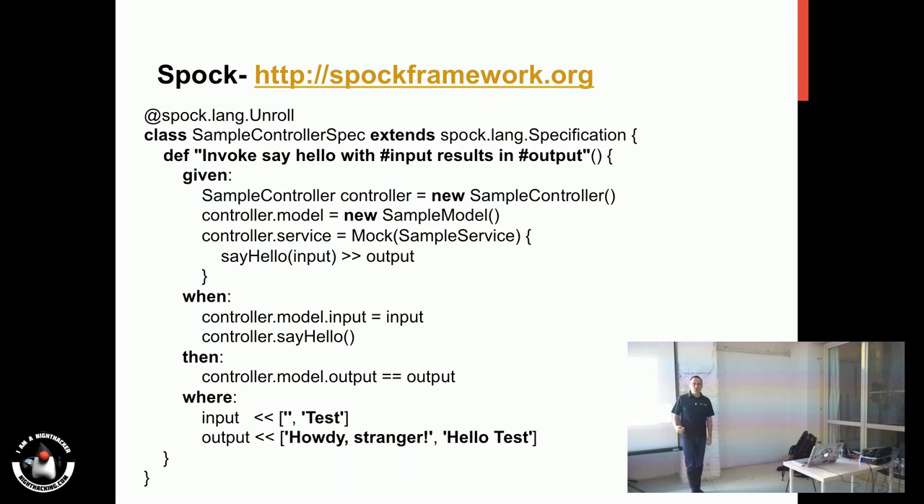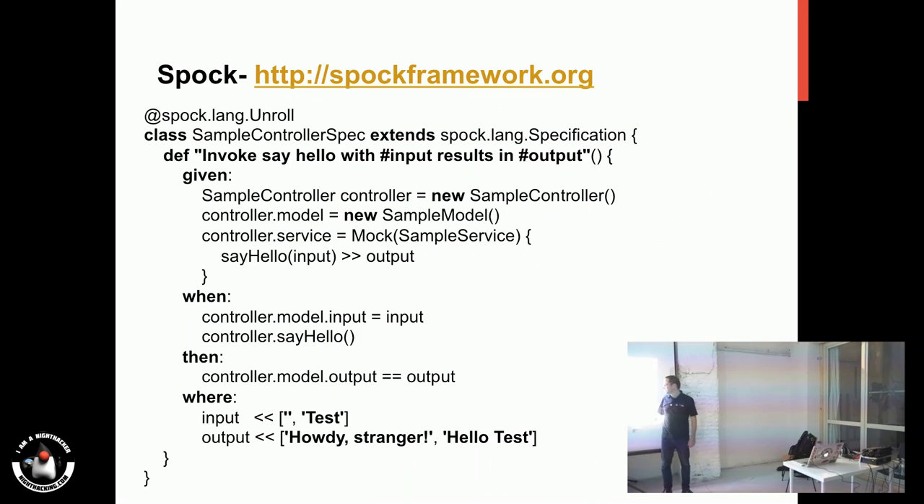Controller.model.output actually resolves to controller, get model, get output. Those things are strings. What is that? A comparison of strings. Is that how we compare strings in Java? No, right? But we wish we could. So Groovy gives you that capability because Groovy has operator overloading, and this operator resolves to the call to the equals method. So it's doing the right thing for you.